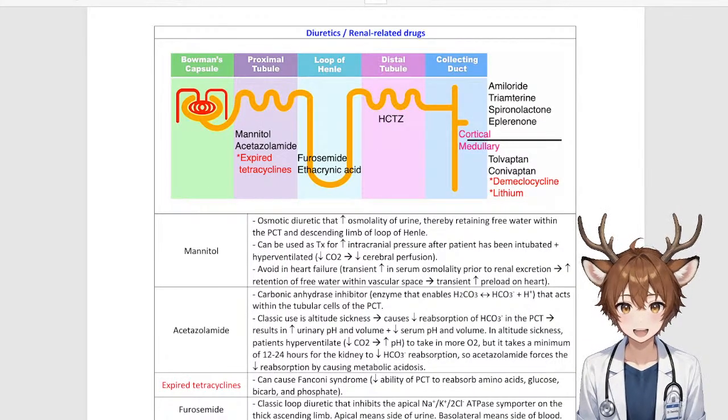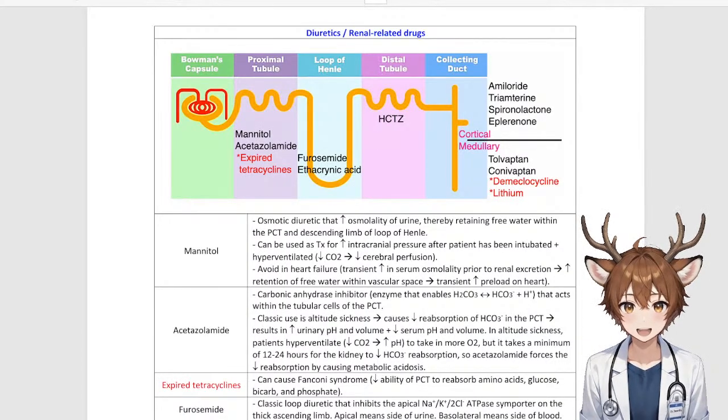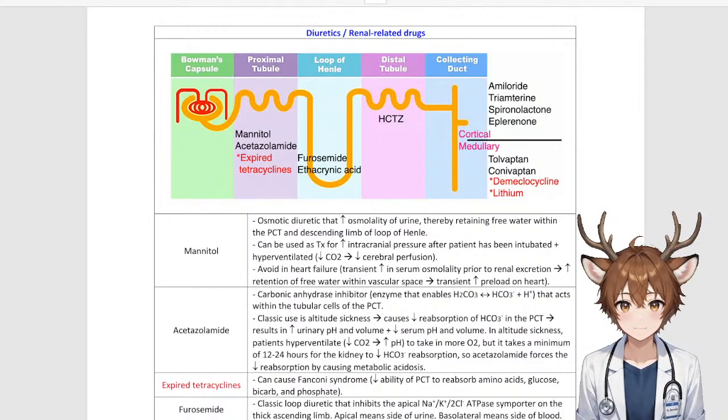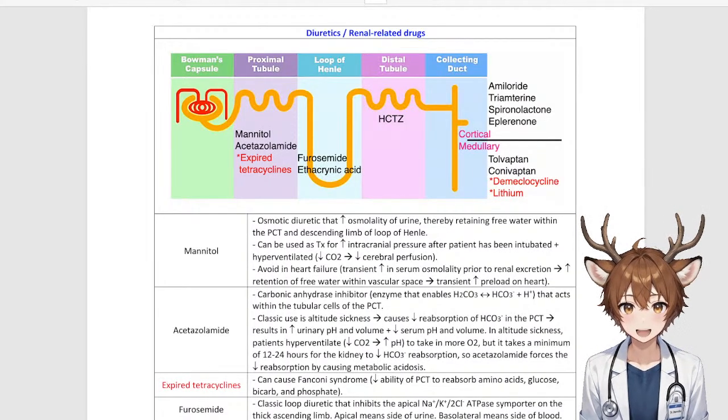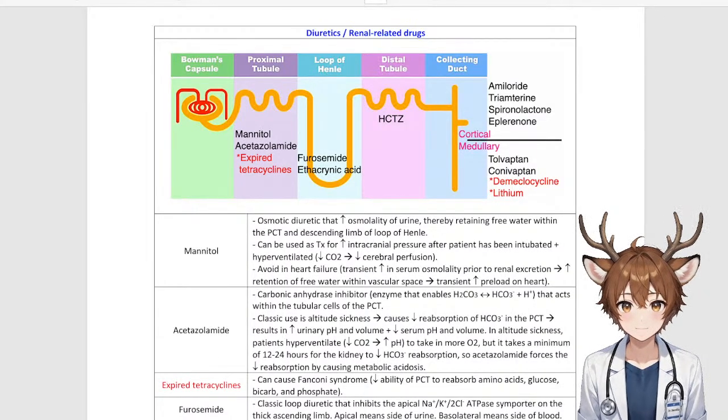Now, the ones we mentioned in red, demeclocycline, lithium, and expired tetracyclines, I guess those are like undesirable impacts, maybe? I'm not quite sure. We'll have to look into it.